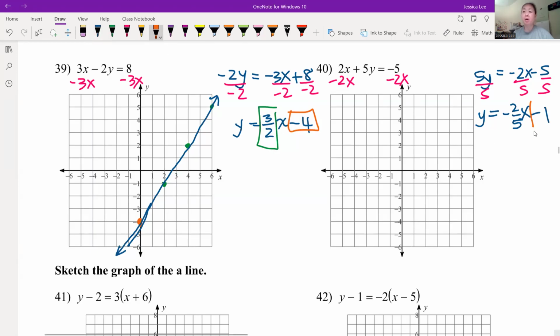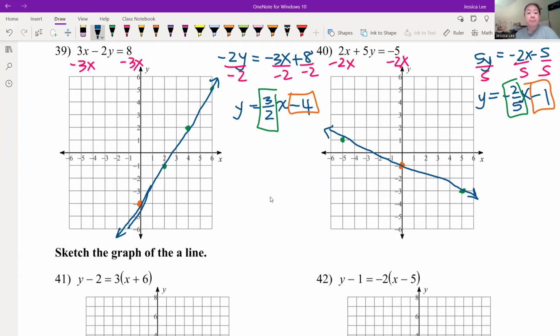So again, my y-intercept is going to be negative 1. Slope is going to be negative 2/5. So I'm going to go up 2, and then not to the right because that would be positive, to the left 5. Or down 2 to the right 5. So we know we have a decreasing line. Okay, and please make sure you're using a ruler. Can't really use one on this thing, so it's a little more difficult for me.